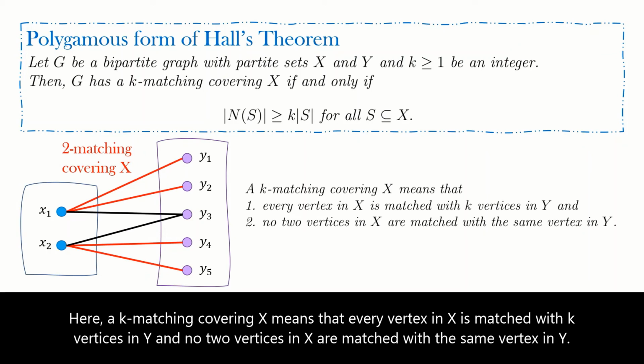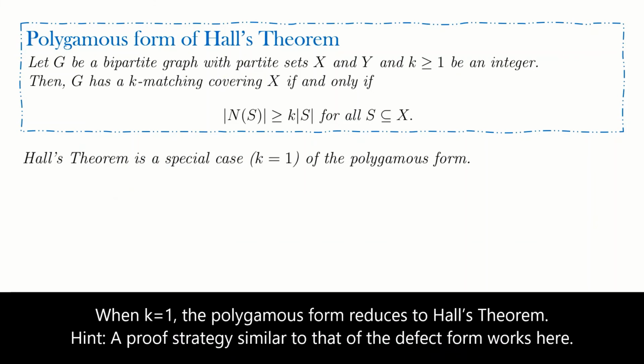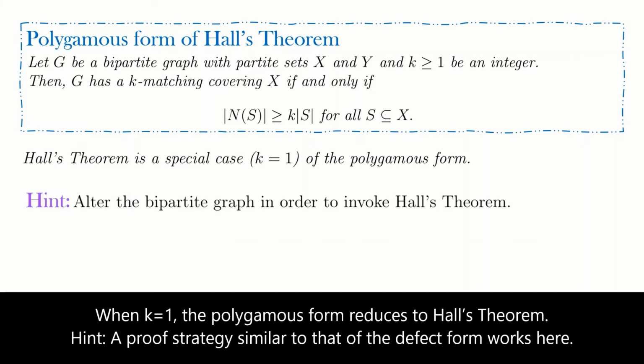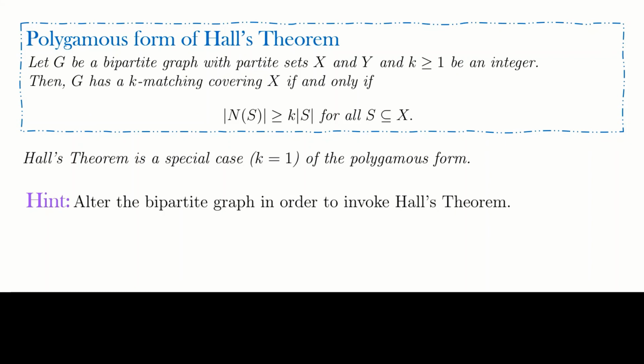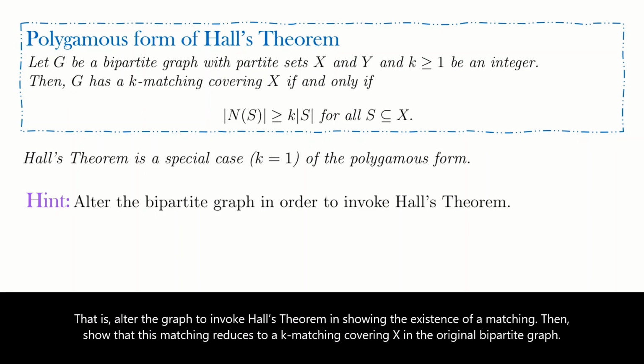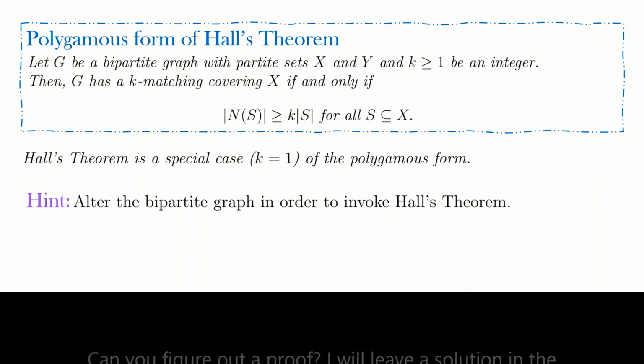Here, a k-matching covering X means that every vertex in X is matched with k vertices in Y, and no two vertices in X are matched with the same vertex in Y. When k equals 1, the polygamous form reduces to Hall's theorem. Hint: a proof strategy similar to that of the defect form works here. That is, alter the graph to invoke Hall's theorem in showing the existence of a matching, then show that this matching reduces to a k-matching covering X in the original bipartite graph.